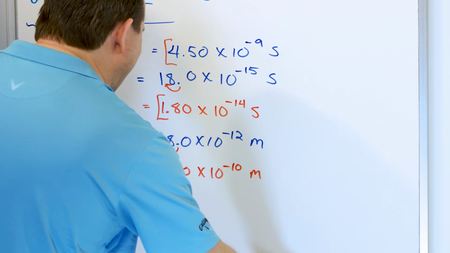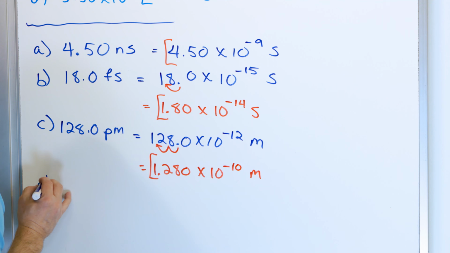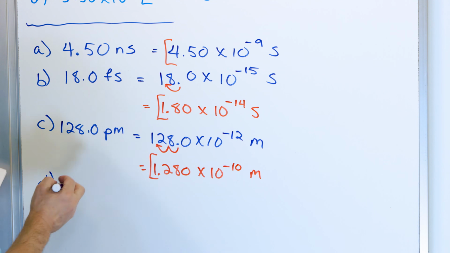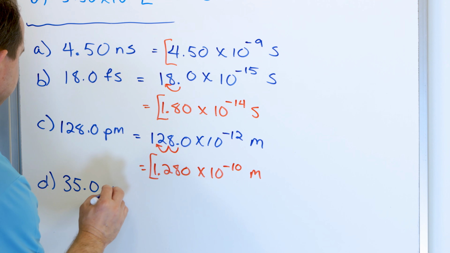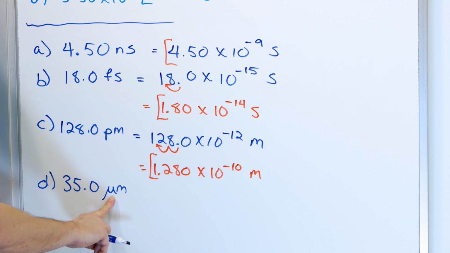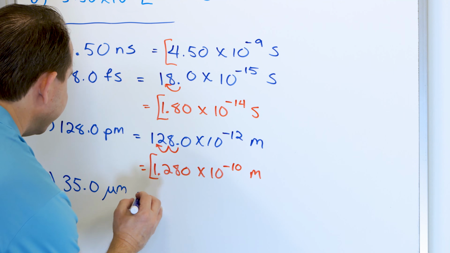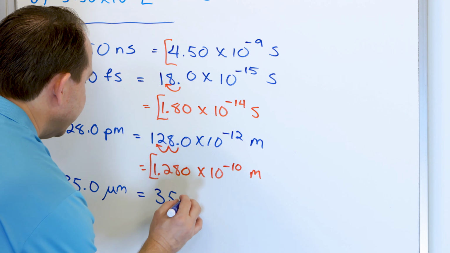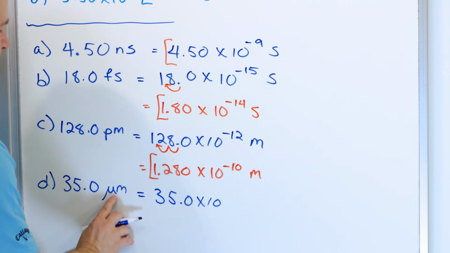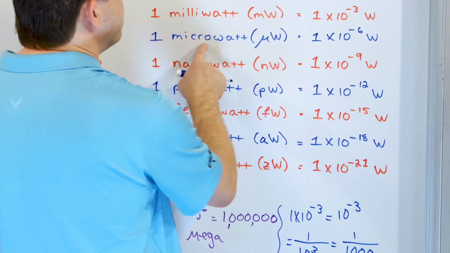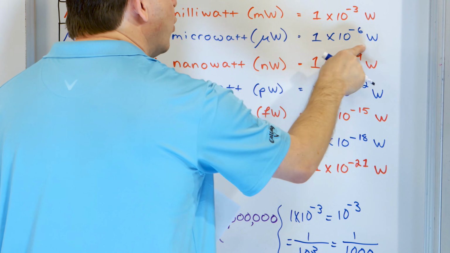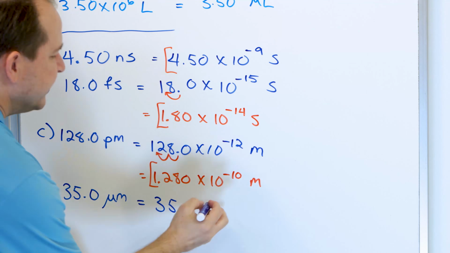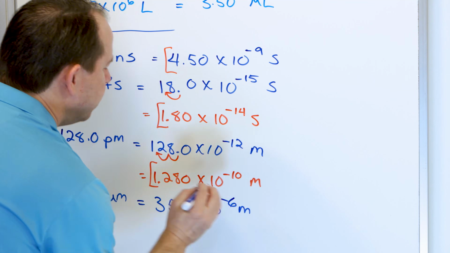All right, now here's our last problem of this type, D. It's going to be 35.0 micrometers. Remember this little symbol here, mu, it stands for micro. So what I'm going to write this as is 35.0 times 10. And what does micro mean? That means one microwatt, micrometer, microsecond. That's 1 million times smaller, 1 millionth. So 10 to the minus 6. And we're talking about meters right here.